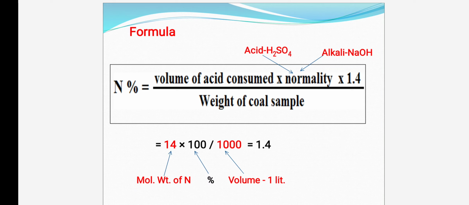Okay. So the volume of acid consumed V2 minus V1, normality N, multiplied by 1.4, divided by the weight of coal sample, that means M. Okay, so in this way you can find the percentage of nitrogen.